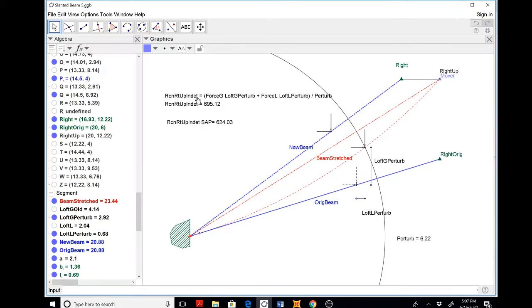So then the work of the lateral load is the force times the loft L perturbed. The work of the gravity load is the force times loft G perturbed. You divide by the perturbation. I did this in SAP, for just a standard beam that SAP gives us. 624 is the reaction upwards on the right.